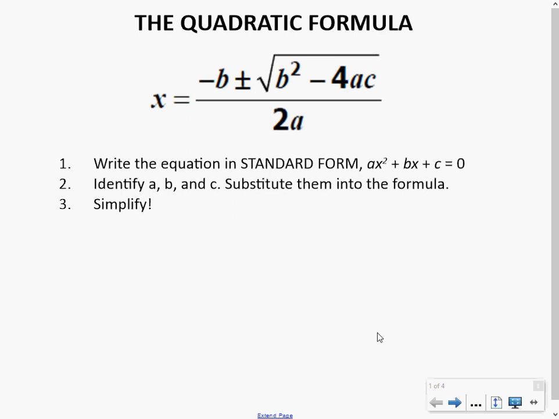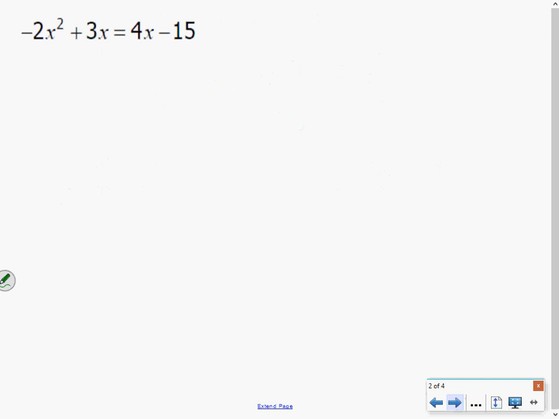A couple things you need to be reminded of, okay? Before we can use the quadratic formula, we have to make sure that our quadratic equation is in standard form and set equal to 0. Once you know your A, B, and C values, we're going to substitute those into the formula and simplify. So let's take a look here. There's a couple things we need to do before we can get started.